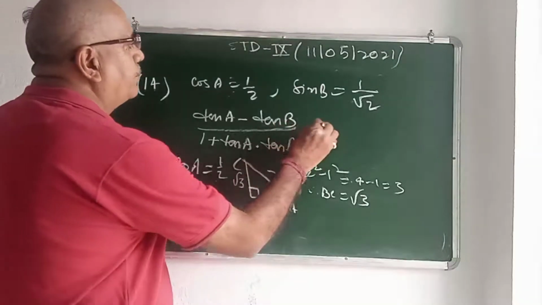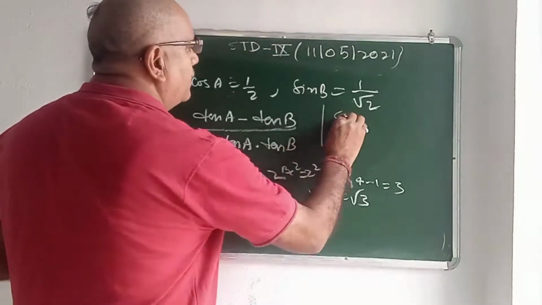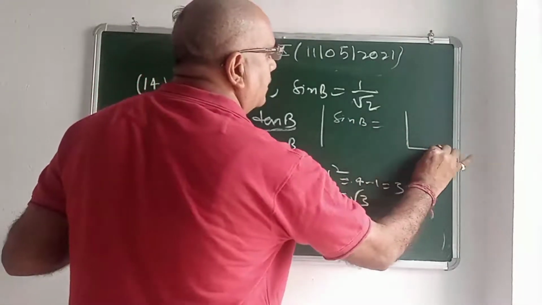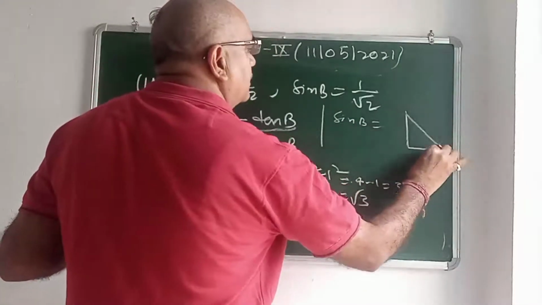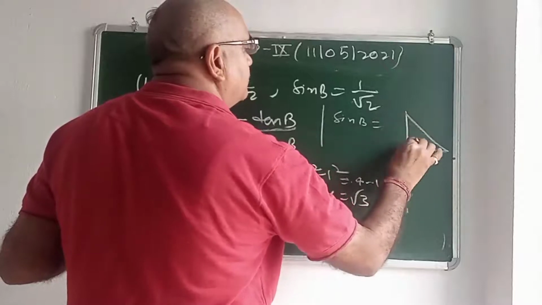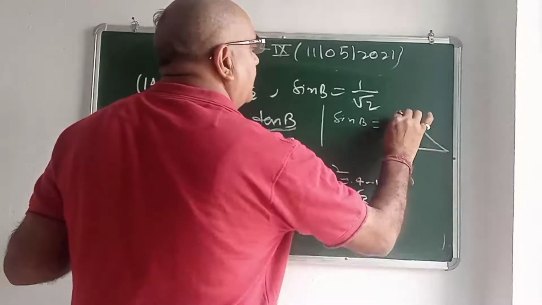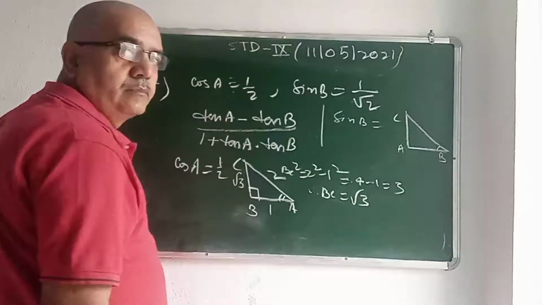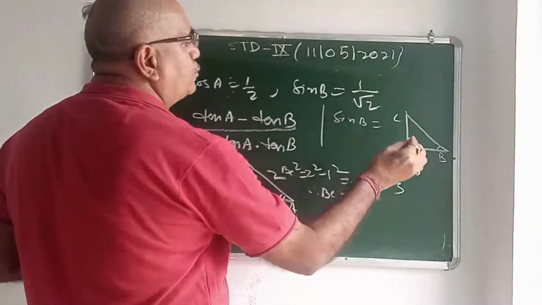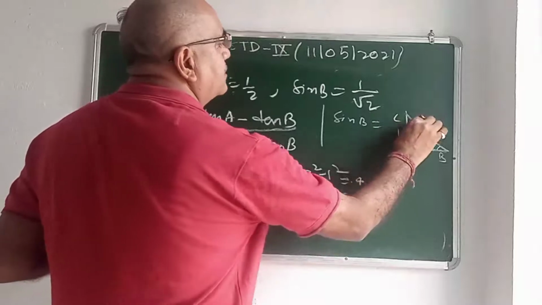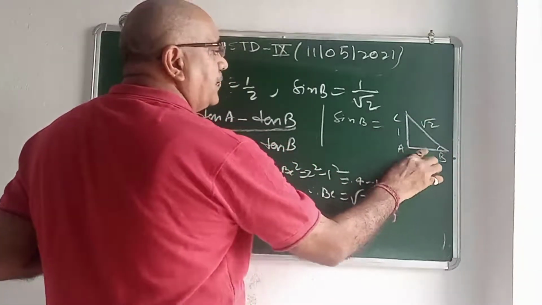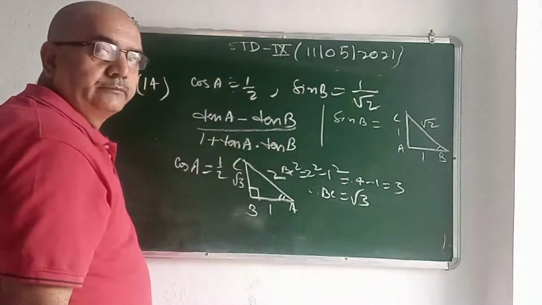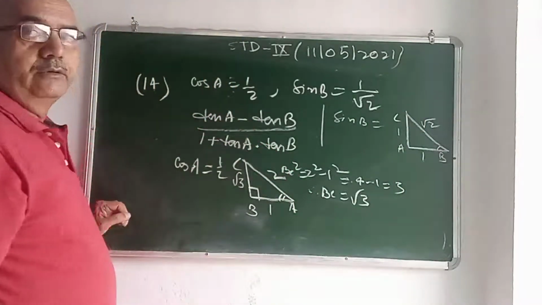Now for sine B, draw a right angle triangle A, B, C. Say this is B. Sine B is 1 by root 2, P by H. This is 1, this is root 2. With the help of Pythagoras theorem, find out AB. This will come 1.